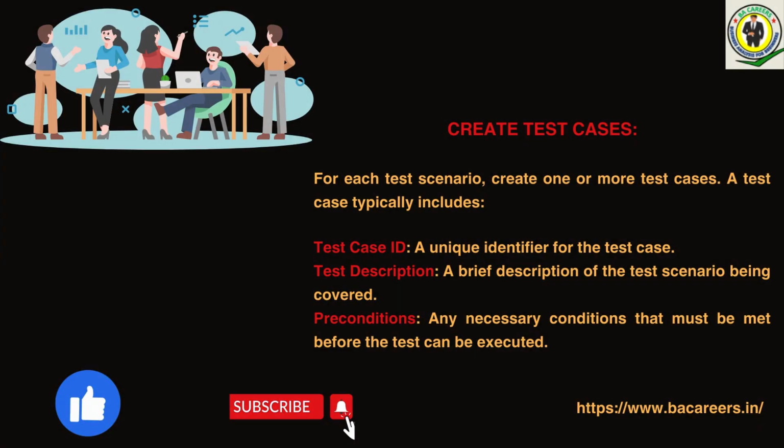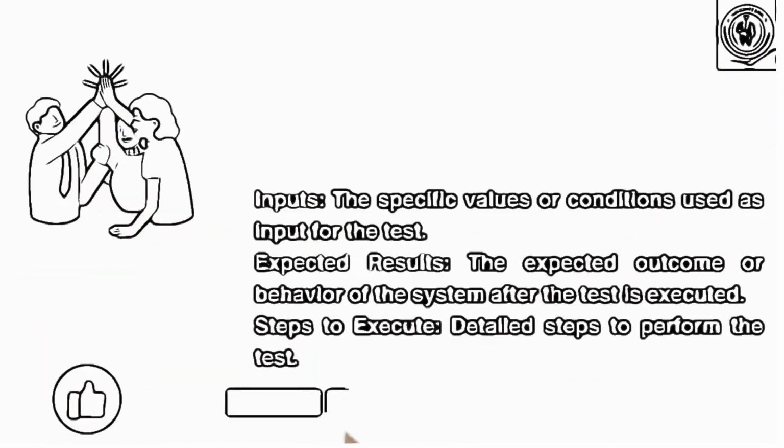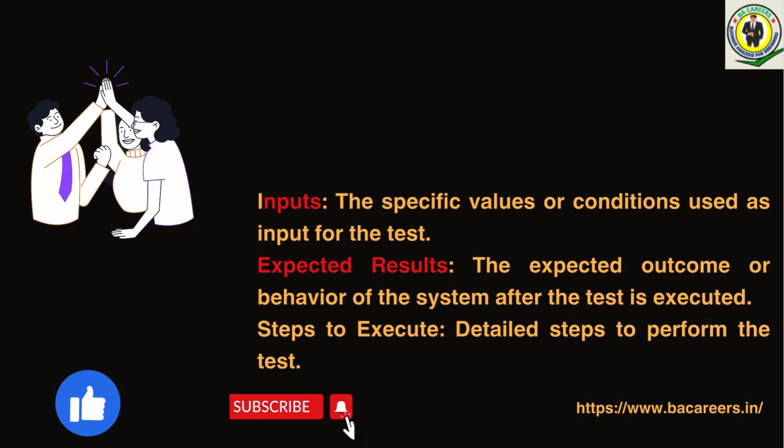A test case typically includes test case ID, a unique identifier for the test case. Test description, a brief description of the test scenario being covered. Preconditions, any necessary conditions that must be met before the test can be executed. Inputs, the specific values or conditions used as input for the test. Expected results, the expected outcome or behavior of the system after the test is executed. Steps to execute, detailed steps to perform the test.